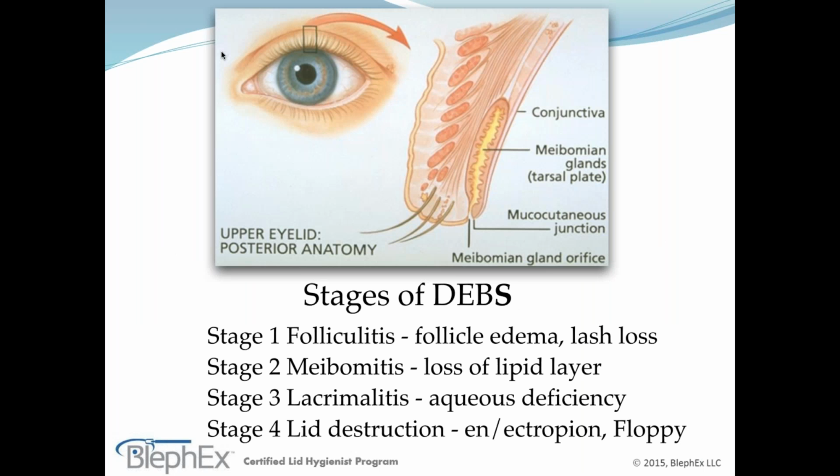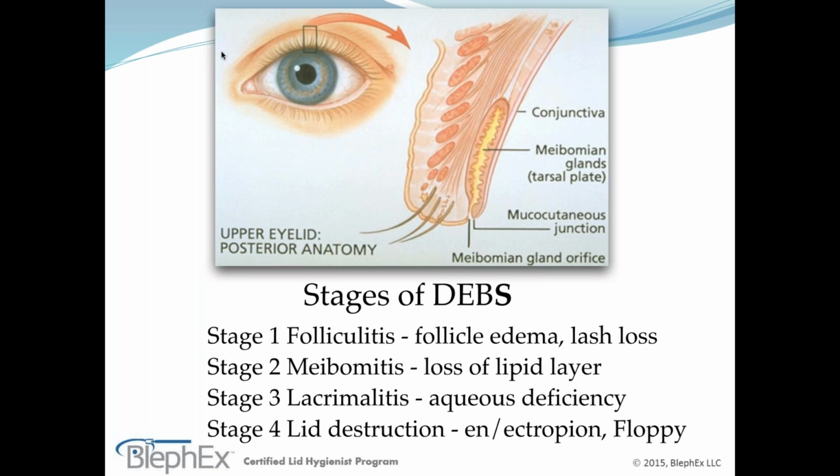Stages of dry eye and blepharitis syndrome. I'm going to use some terminology you might not have heard of, and then its counterpart that you probably have heard of. Stage 1 is folliculitis. This is follicle edema and lash loss, where that debris, that mattering, is. You might have heard it referred to as anterior blepharitis, and you might have been diagnosed with that. Anterior blepharitis doesn't mean crusting or debris in the lash line; it means any sort of inflammation in the lashes, which can also mean edema.